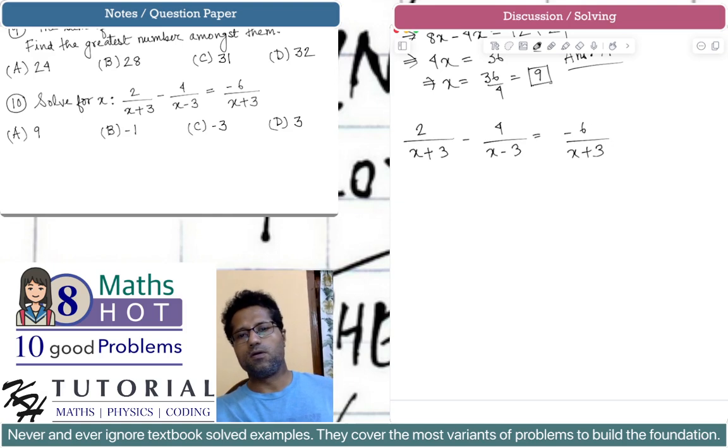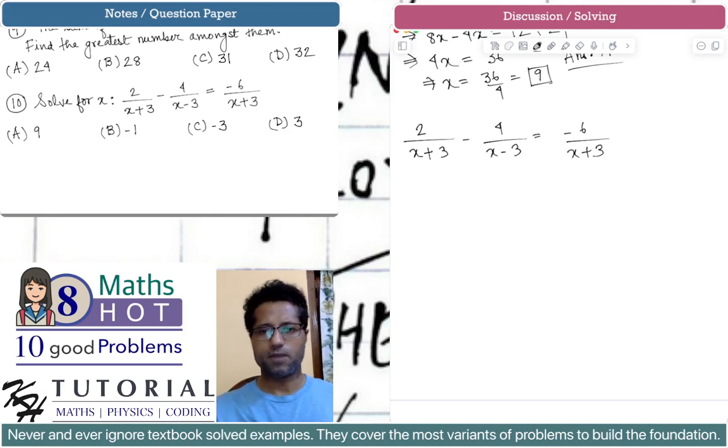Now, in this particular problem, you can see that we have two rational terms having the same denominator, so it is a little easy. But how will you solve the equation if it was like, let's say, 2 by x plus 5 minus 4 by x minus 3 is equal to, let's say, minus 6 by x plus 3. Now in this equation, all the terms are in rational form, and the variable occurs in the denominators, and all the denominators are different. That is, the denominators x plus 5, x minus 3 and x plus 3 are different.